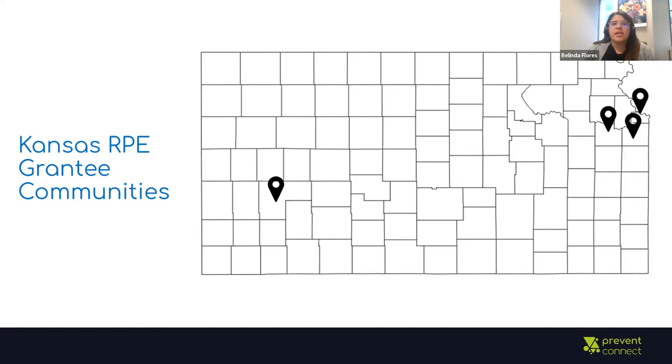To give some knowledge on Kansas, if you're not familiar, a lot of that western part is rural communities. And those three that are close together is where a lot of the population lies in Kansas. And while they're close together, they have different strategies and are working with different populations.